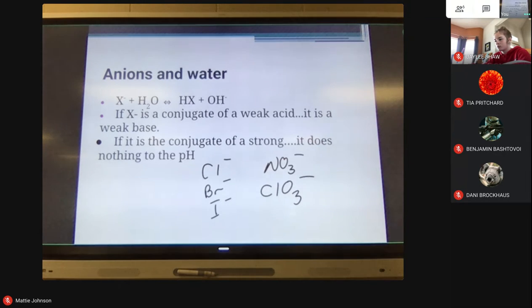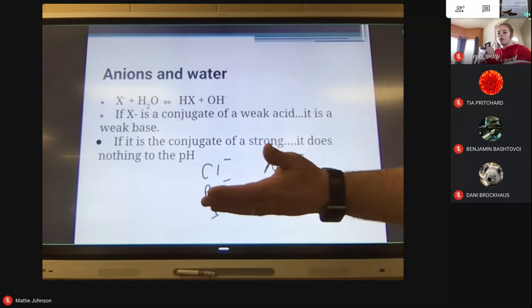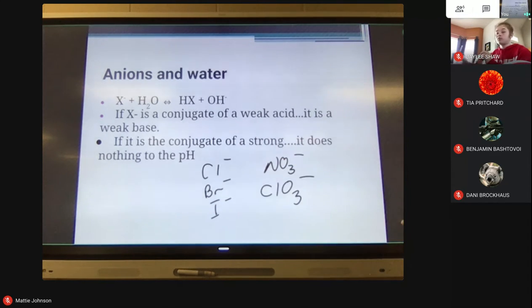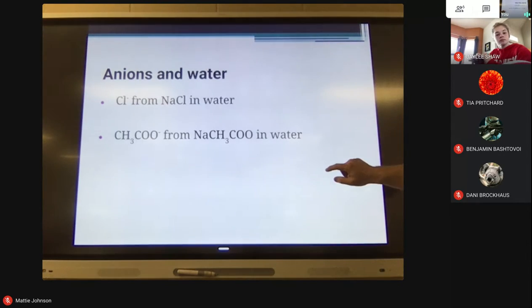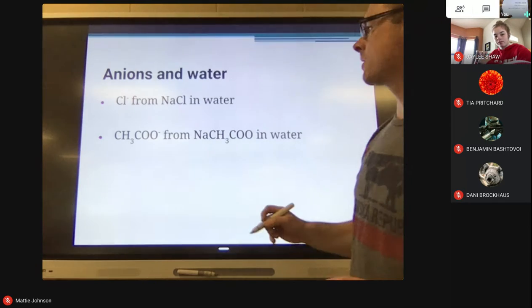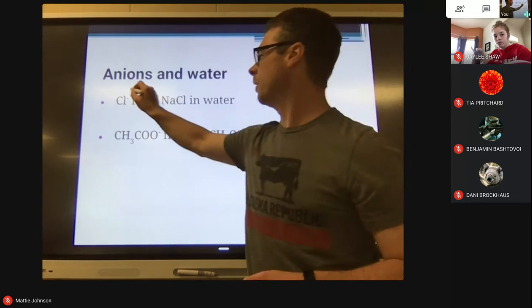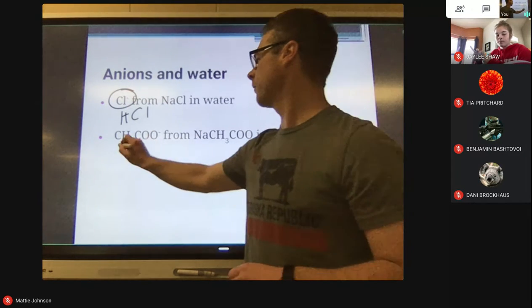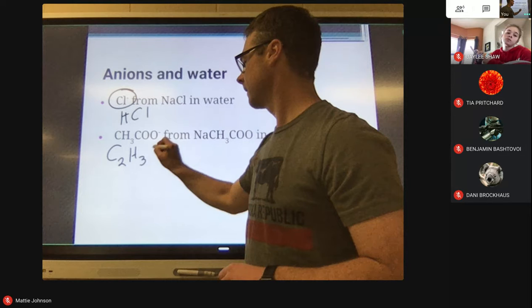Okay? Any questions about what just happened there? Do you understand where I'm getting these things? I'm basically just using Appendix D. So Appendix D is the easiest way to figure out if something's going to make a solution basic or not. That's if that anion. So a couple of examples here. Cl- from NaCl. So we know Cl- is the conjugate of HCl. That doesn't do anything. This one in your book is written like this.